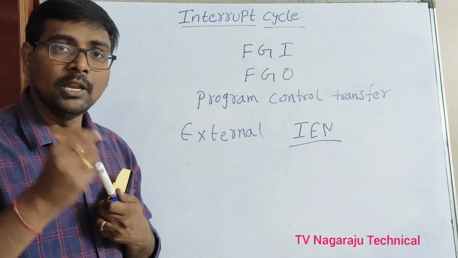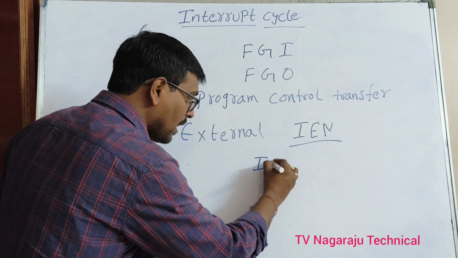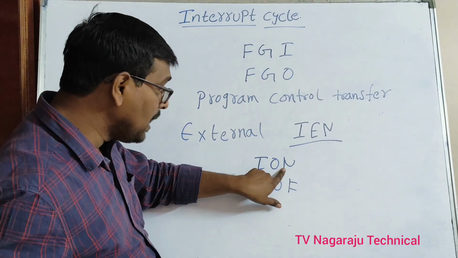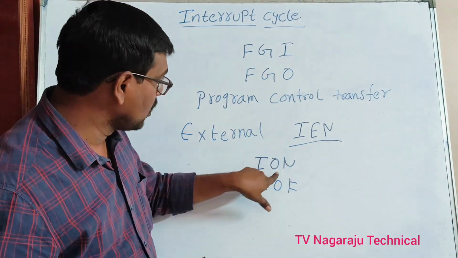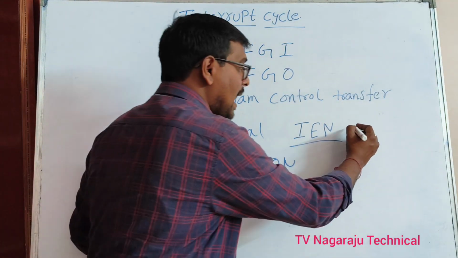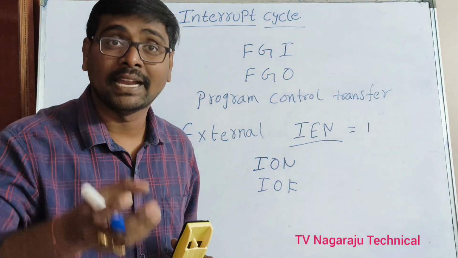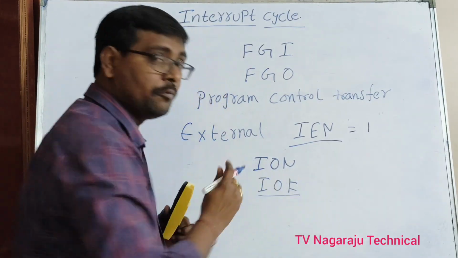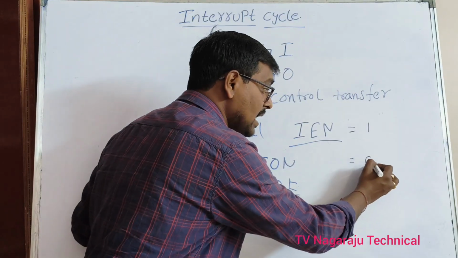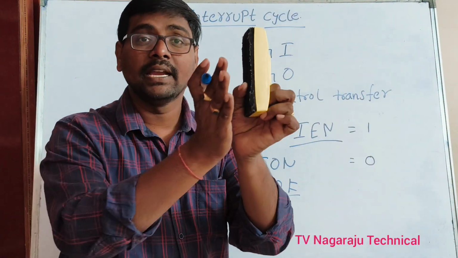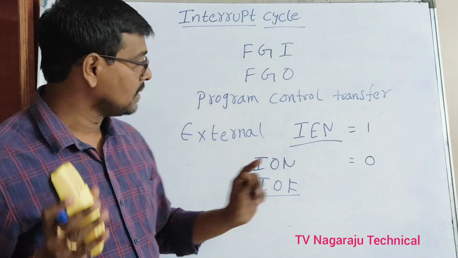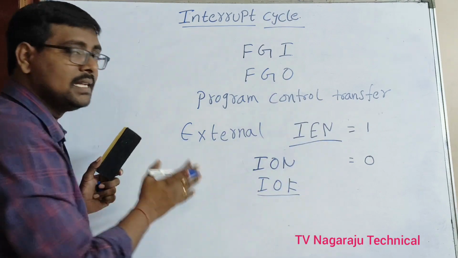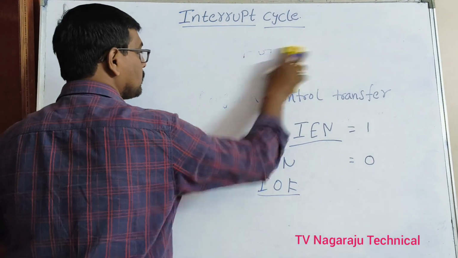We already know two input output instructions, ION and IOF. ION means interrupt on. So whenever you use this one, the IEN value is equal to 1. That means the interrupts are enabled in the system. If IOF is activated, this IEN value is cleared. That means the interrupts are disabled for the system. This is the basic approach we are following. Now we will cover how all these things are performed with the diagram.